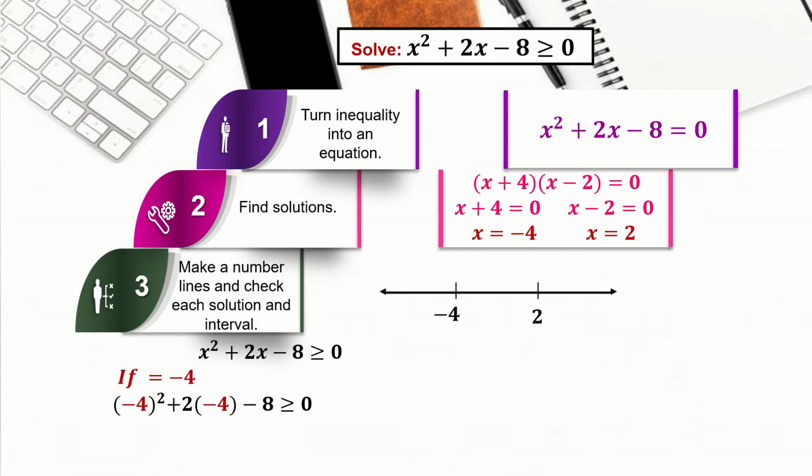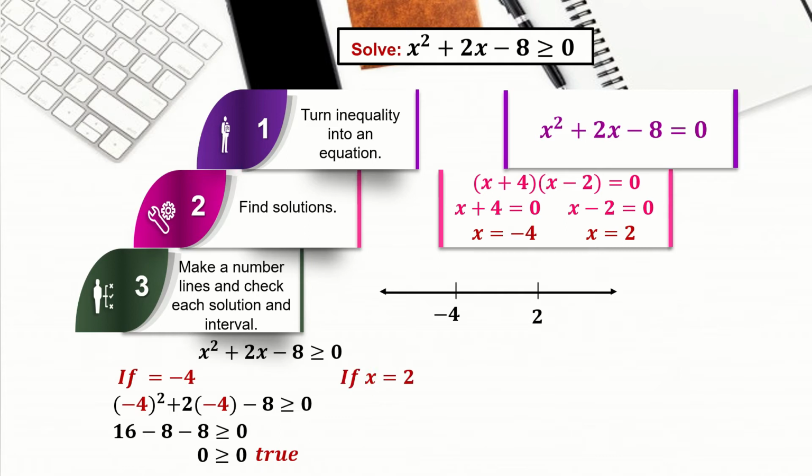So, it will become negative 4 squared plus 2 times negative 4 minus 8 is greater than or equal to 0. Negative 4 squared is 16. 2 times negative 4 is negative 8. So, it will become 16 minus 8 minus 8 is greater than or equal to 0. And simplifying that, we have 0 is greater than or equal to 0. And that is true because 0 is equal to 0.